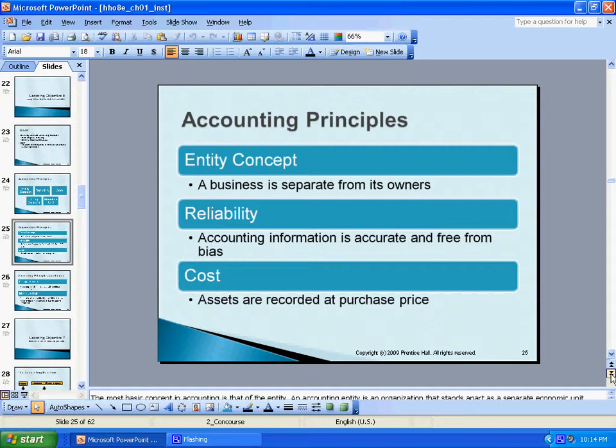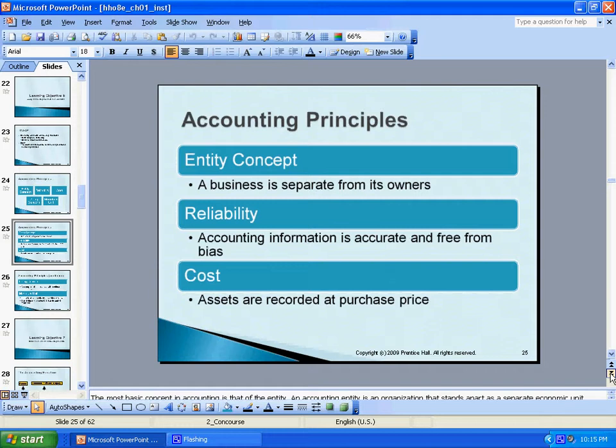Reliability concept is that accounting information should be accurate and free from bias, meaning that if one person looks up information on, say, the price of a stock as of June the 1st, another person should be able to duplicate that. So if each person comes up with the same stock quote as on a given date, we know the accounting information is reliable.